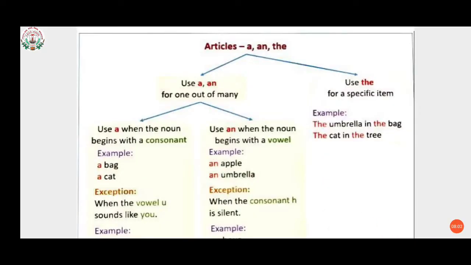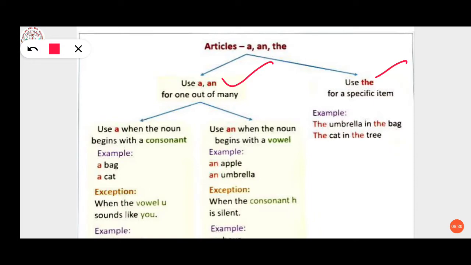Here, students, you can see articles a, an, and the. First, see here: use of a, an for one out of many, and use the, where to use the, for a specific item. And now see the example over here.